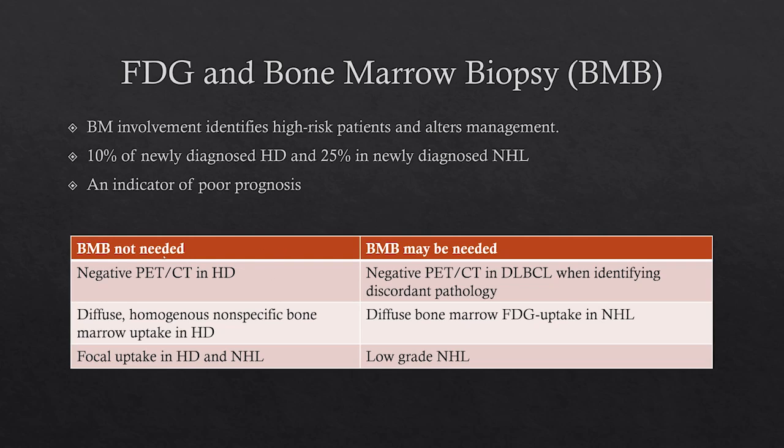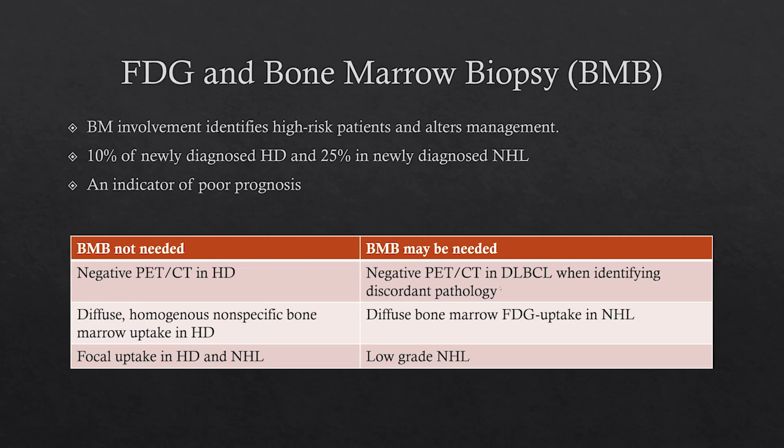So when would you not need a bone marrow biopsy? If you have a negative PET-CT in Hodgkin's disease, or diffuse, homogeneous, nonspecific bone marrow uptake in Hodgkin's, this would be considered ruling it out. If you have focal uptake in Hodgkin's disease and non-Hodgkin's disease, this would rule in disease, so you would not need a biopsy.